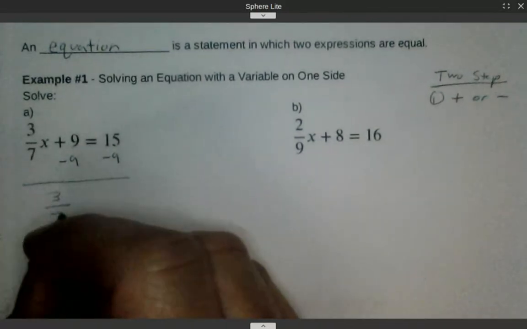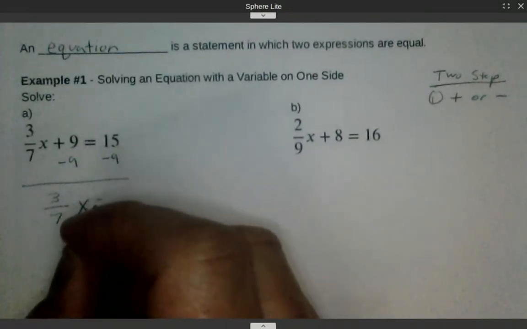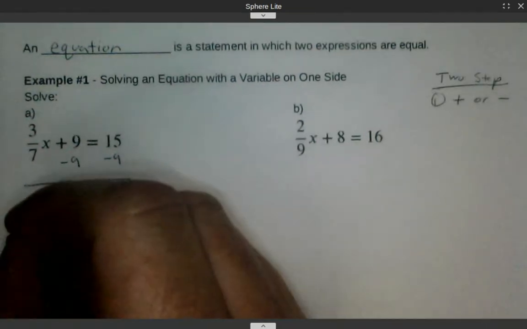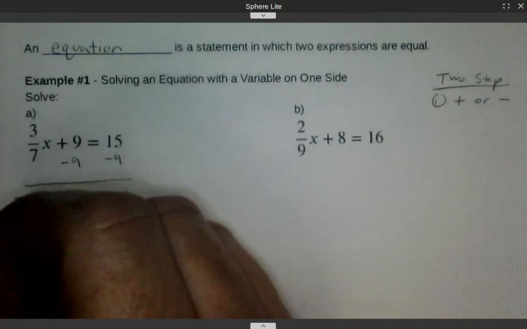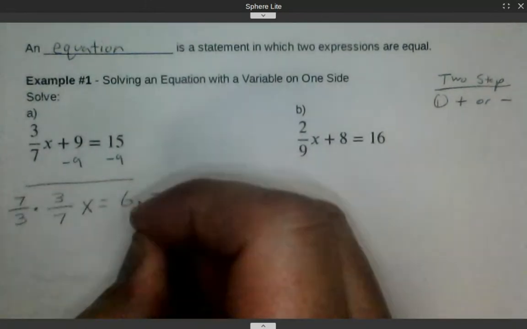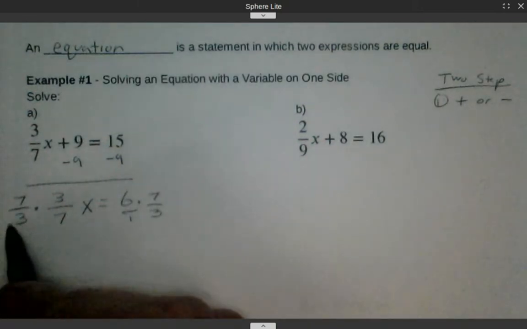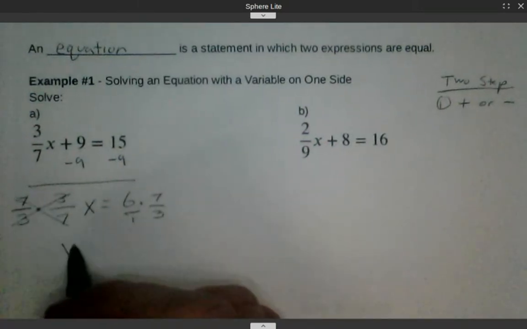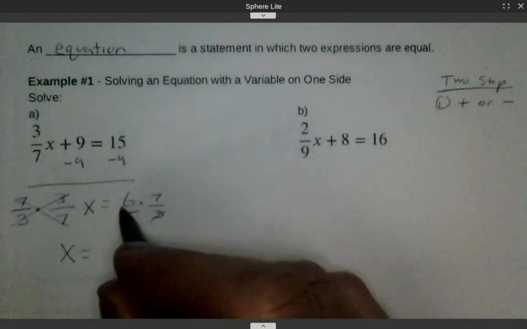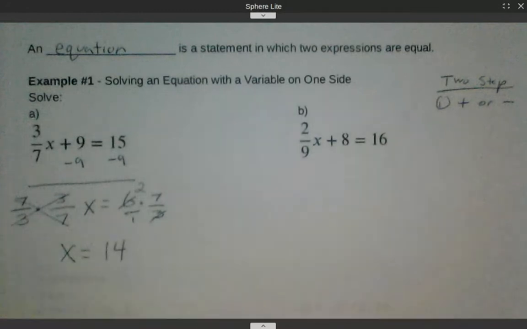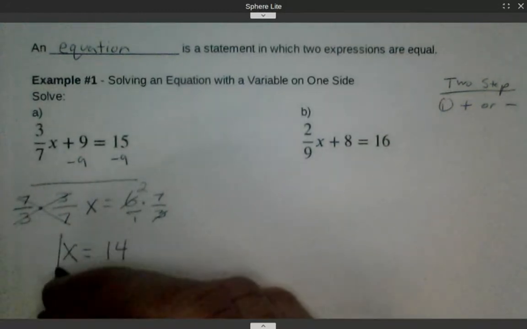This will give me 3 over 7 x is equal to 6. I'm then going to multiply by the reciprocal, which is 7 over 3, and do that to both sides. So I know that over here they're going to cancel out, so I'll have x equals, 3 goes into 6 2 times. 2 times 7 is 14. So 14 is my answer for that.